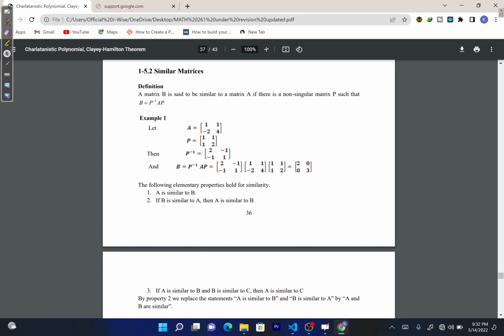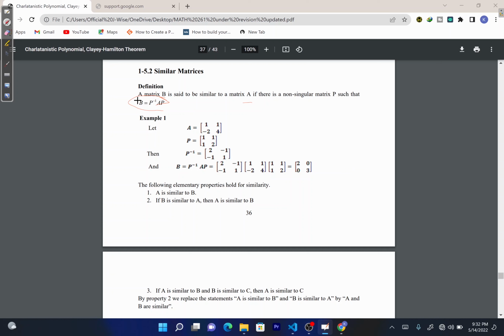In this lesson, we'll talk about symmetric matrices. So let's look at a definition. The matrix B is said to be similar to matrix A if there is a non-singular matrix P such that B is given by P transpose AP, where the columns of P are the eigenvectors of matrix A.